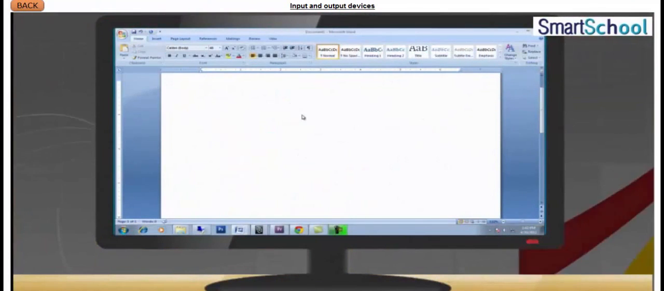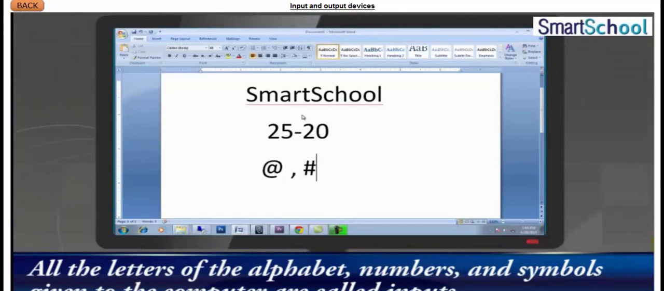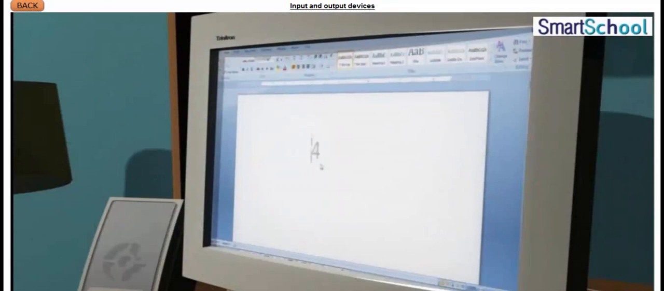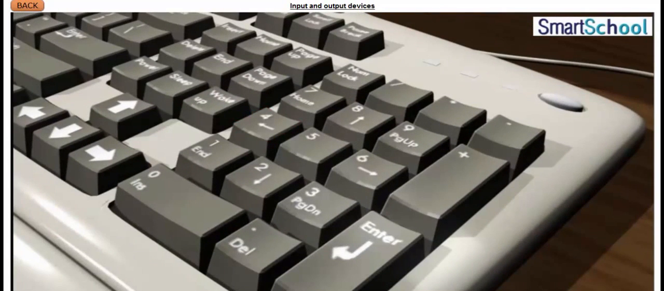In the same way, all the letters of the alphabet, numbers, symbols given to a computer are called inputs. For example, if you calculate 4 plus 5 on the computer, then 4, plus, and 5 are the inputs given to the computer.